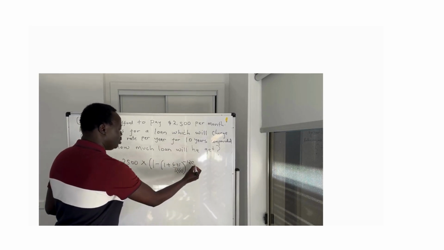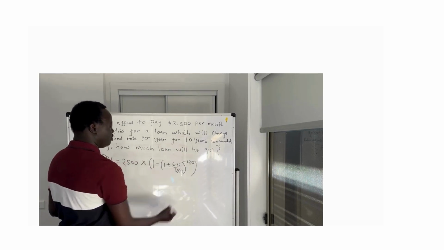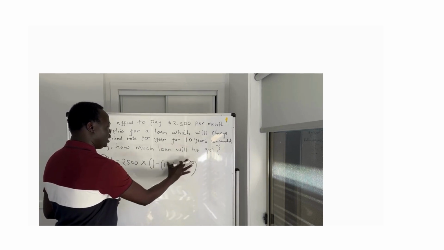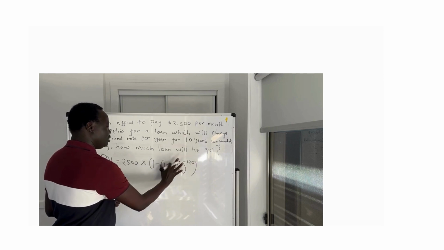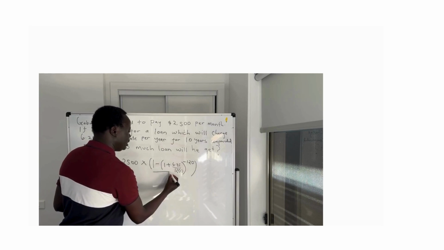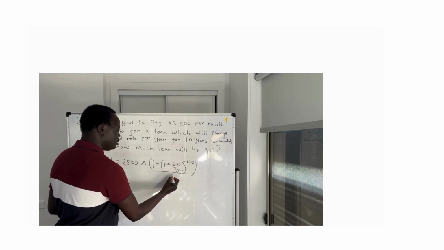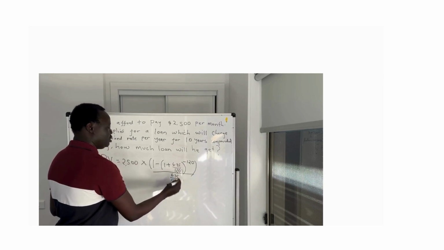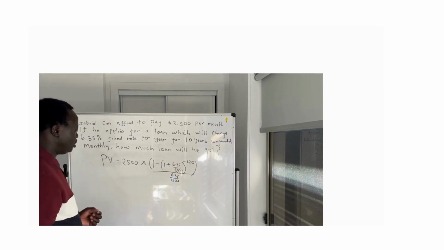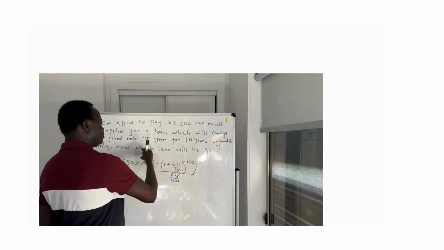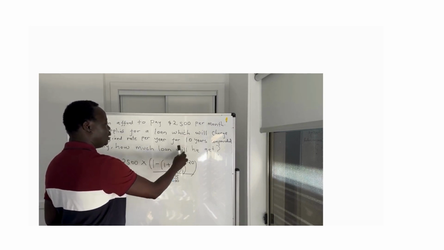Okay, so what you will do, you work out this first, raise to that power, and then whatever you get here, subtract this from 1, and then you divide this part by 6.35 over 1,200, which is this part.